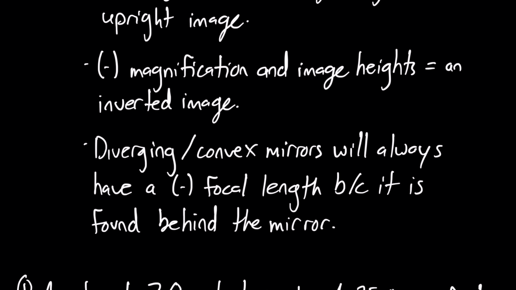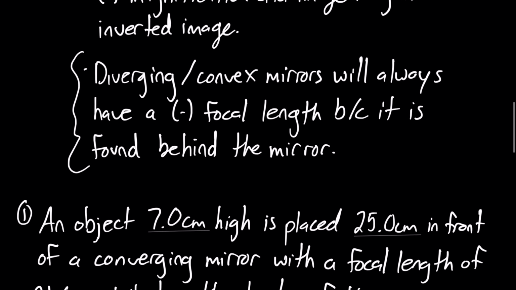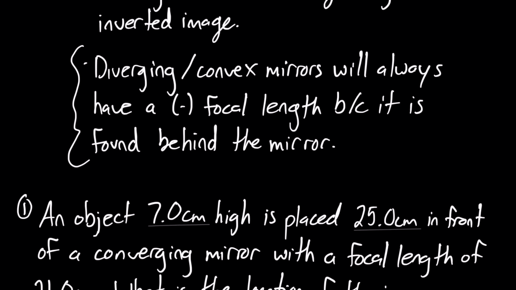And finally, probably the most important one here, diverging and convex mirrors. Remember, diverging and convex are the same thing. These types of mirrors will always have a negative focal length because it's found behind the mirror. So the focal length of a diverging mirror will always be negative because it's found on the opposite side compared to the object. So it's always found within the mirror.